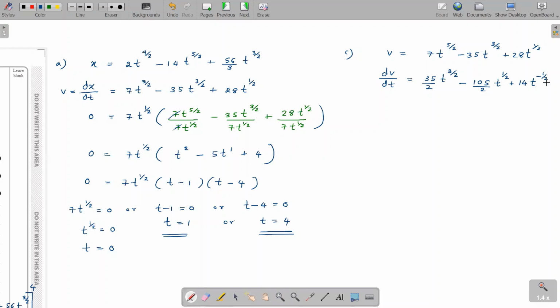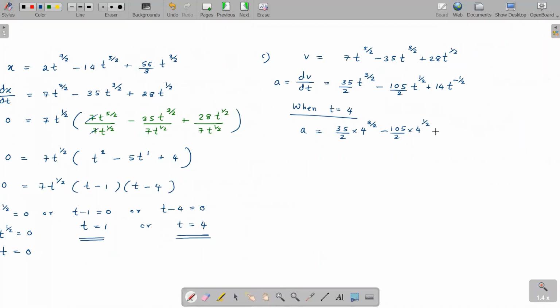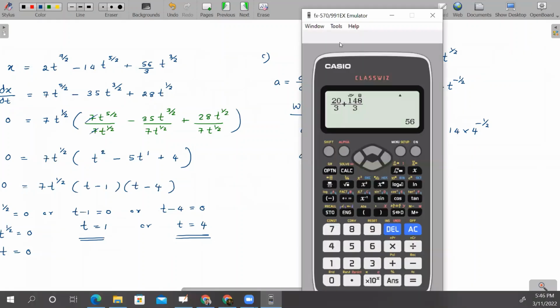Is that okay? So this is my dv by dt, and I have to find the acceleration when t equals 4. So when t equals 4, acceleration becomes 35 over 2 into 4 to the power 3 over 2 minus 105 over 2 into 4 to the power half plus 14 into 4 to the power minus half. Type this all in the calculator and let's see the acceleration we get.